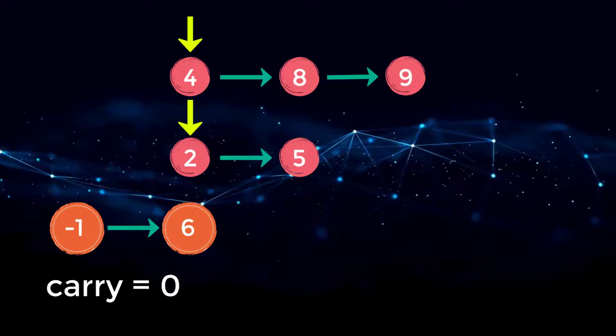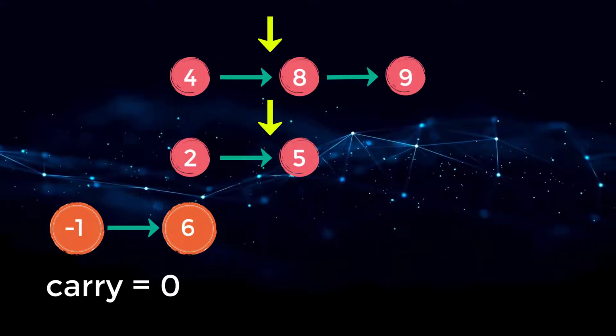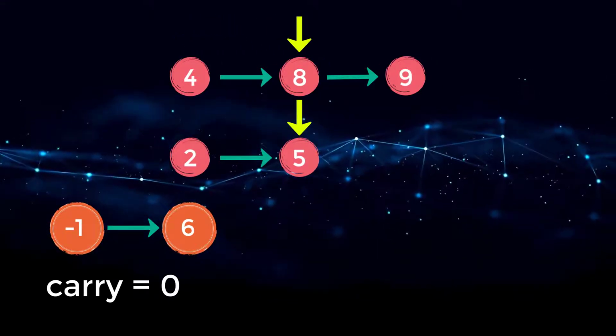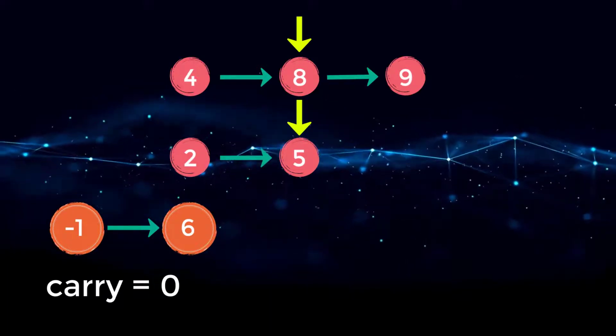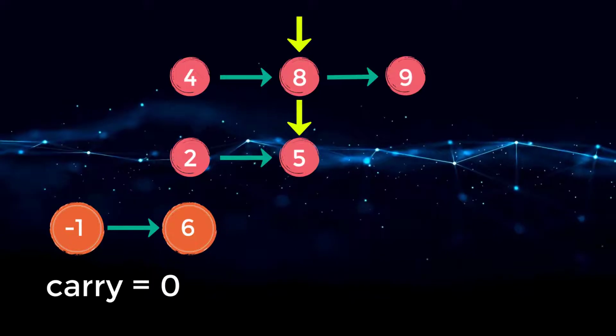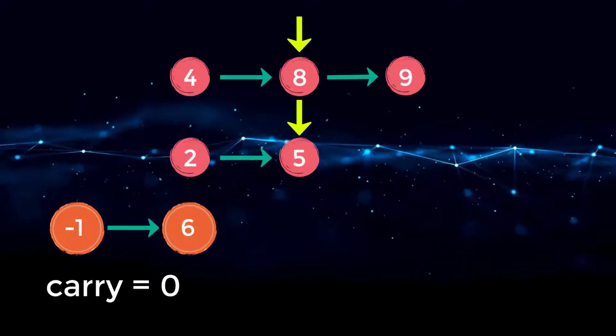Now we're going to move both of our pointers forward to 8 and 5. We do 8 + 5 + our carry, which is 0, and that would equal 13. What this means is that we are going to have a carry since it is over a value of 9.